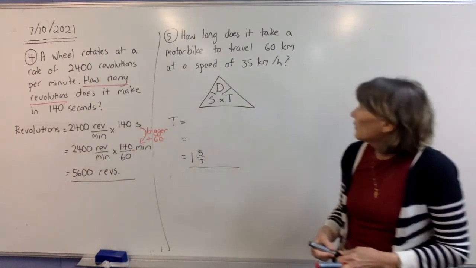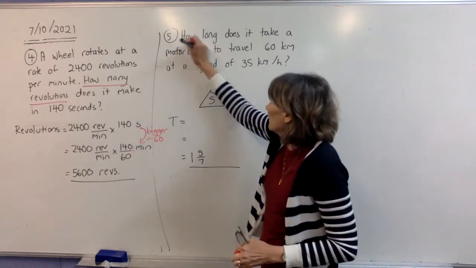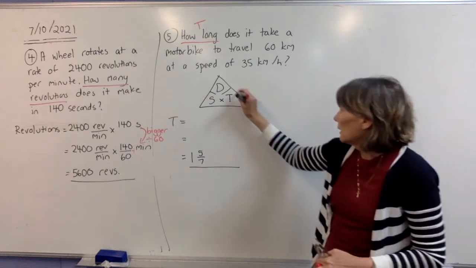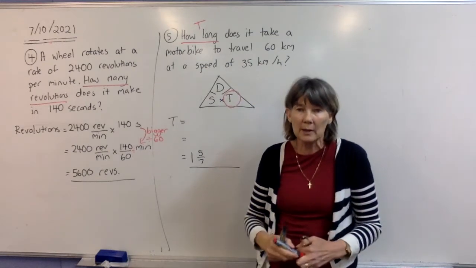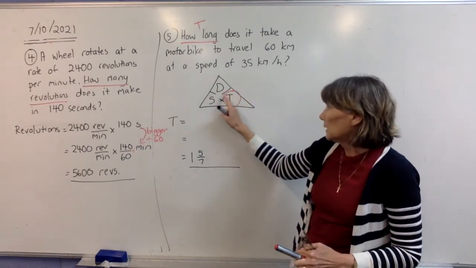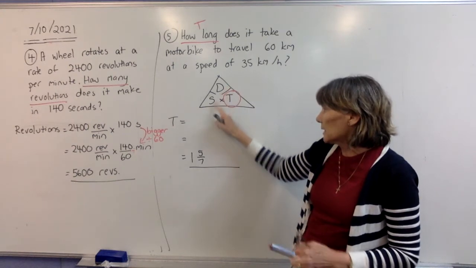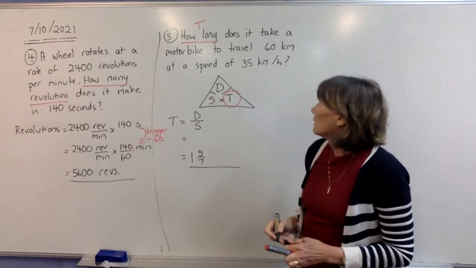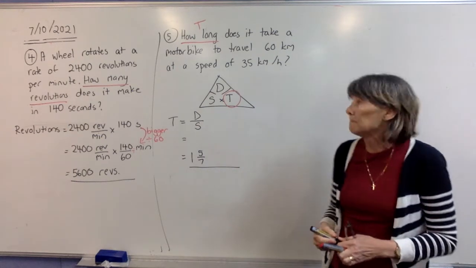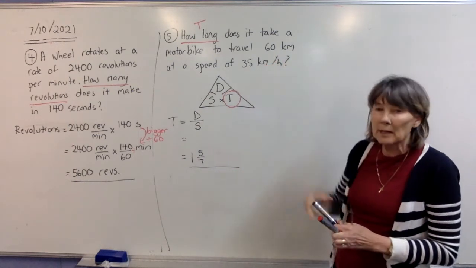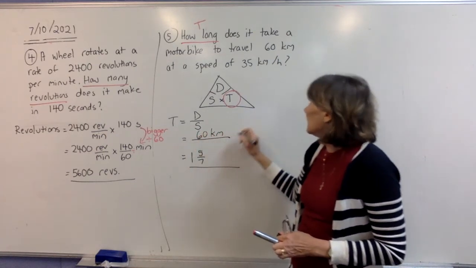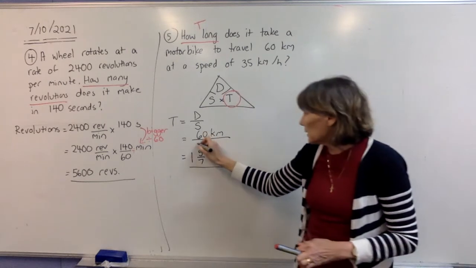All right, number 5, how long does it take? How long is asking for time? How long does it take? So we're looking for time in our diagram. So circle it. Your formula is over here. It's d over s. In other words, distance over speed. So what's our distance here? There it is. 60 kilometres is our distance. And what's our speed? 35 kilometres per hour.